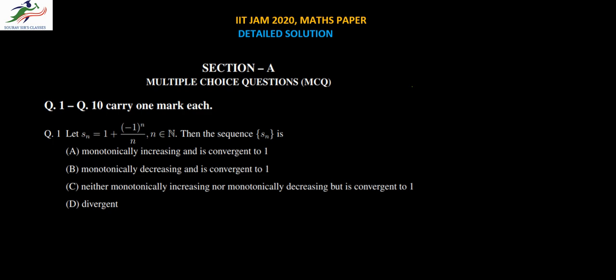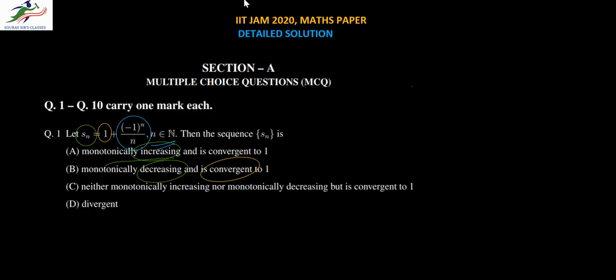Today we'll discuss the IIT-JAM 2020 maths paper, and we start off with the first question, which says that there is a sequence Sn which is defined by two terms. The first one is a constant term 1 and the second term is a variable term which is defined by (-1)^n / n, where n is a natural number, and we are asked whether this sequence is monotonically increasing or decreasing and whether it is converging.